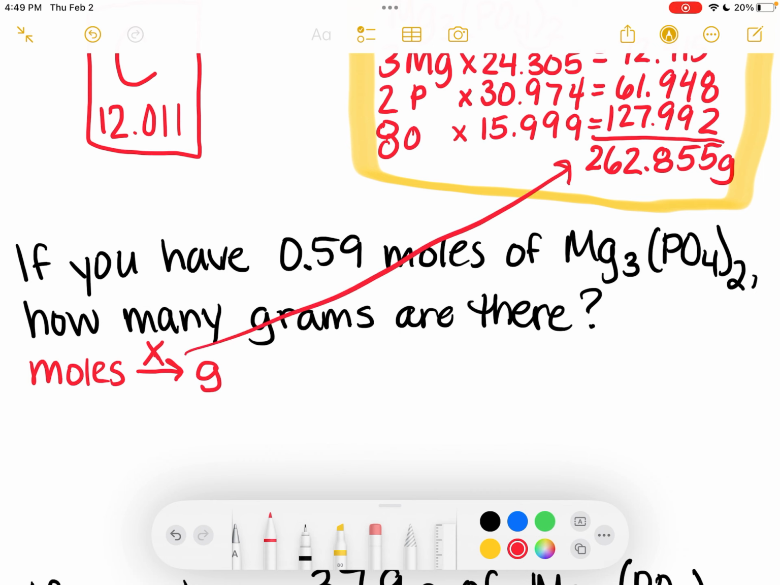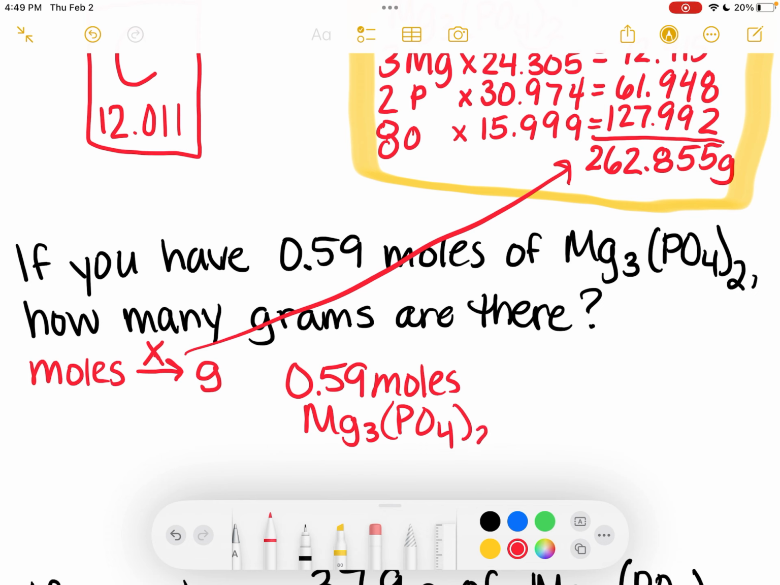So I'm going to say, all right, we have 0.59 moles of Mg3(PO4)2. And I'm going to multiply that times the mass, 262.855 grams. I'm going to round to the same number of digits that I'm given in my problem.